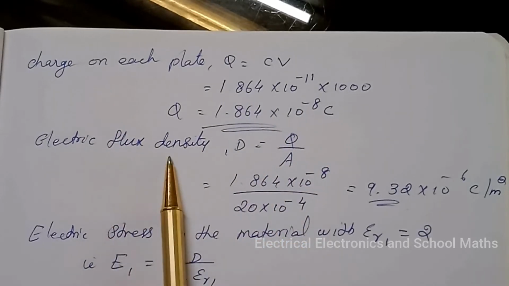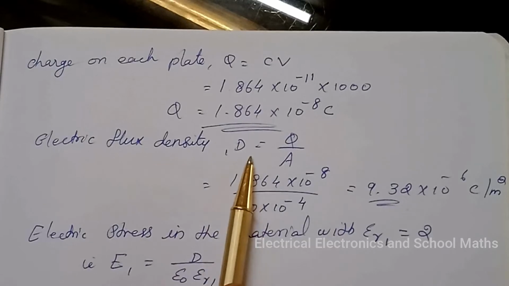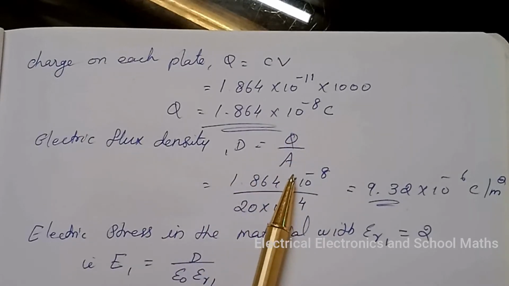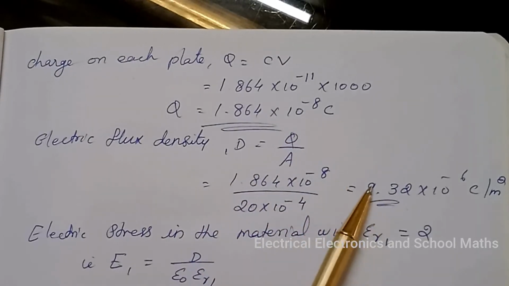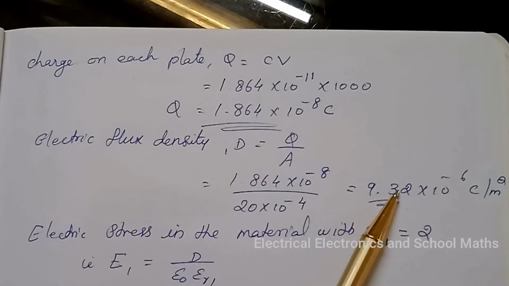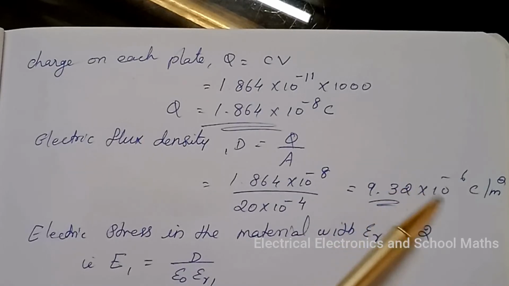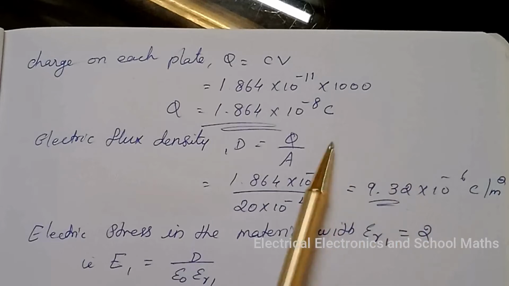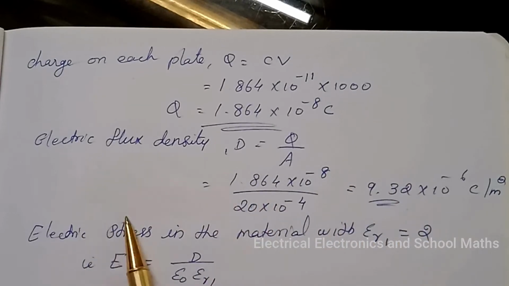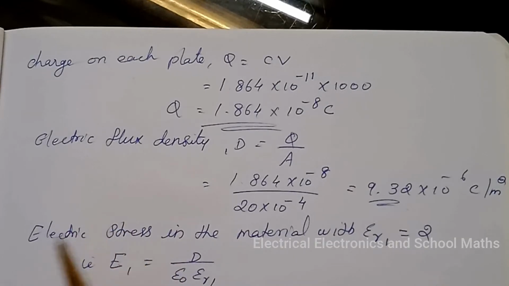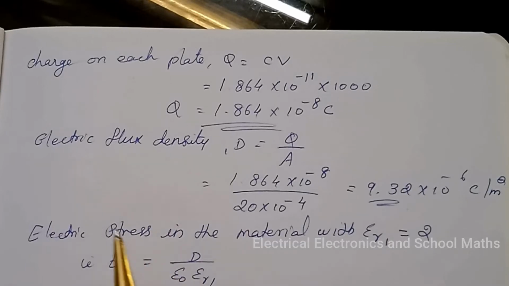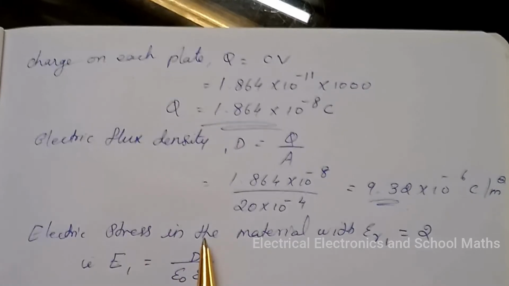Now find the electric flux density. D is equal to Q by A. And we get 9.32 into 10 raised to minus 6 coulomb per meter square. Now we have to find the electric stress with the relative permittivities of 2, 4 and 5 separately.